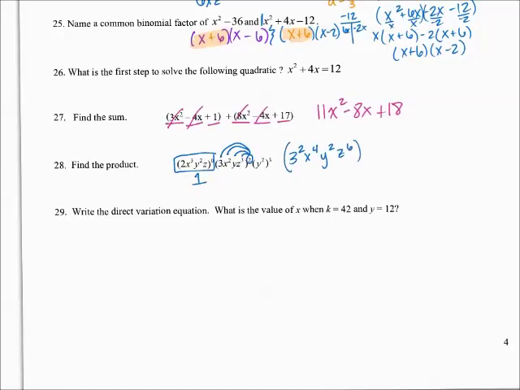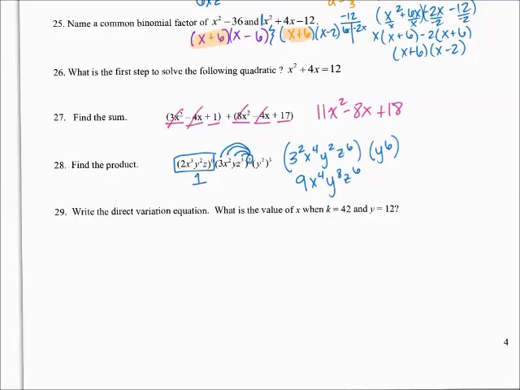Then I still have to do this last one. So whenever I multiply 2 times 3, that's going to be y to the 6th. Then I'm going to simplify the 3 squared to 9. And because we're multiplying now, I'm going to add the exponent. So x to the 4th. I've only got the y's that I need to combine. So that's y to the 8th, z to the 6th.